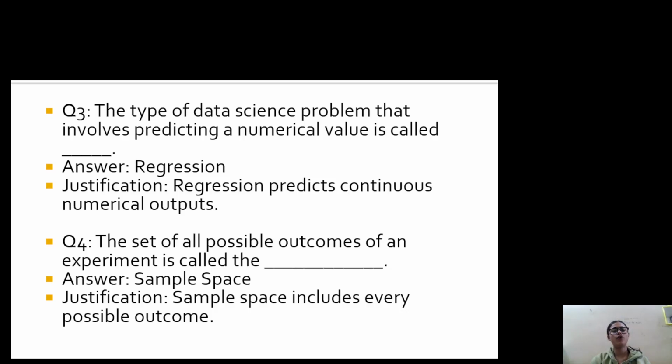Next, the set of all possible outcomes of an experiment is called dash. So the answer is sample space. In probability, every experiment has all possible outcomes. For example, tossing a coin, we can get head or tails. So this complete list of outcomes is known as sample space.